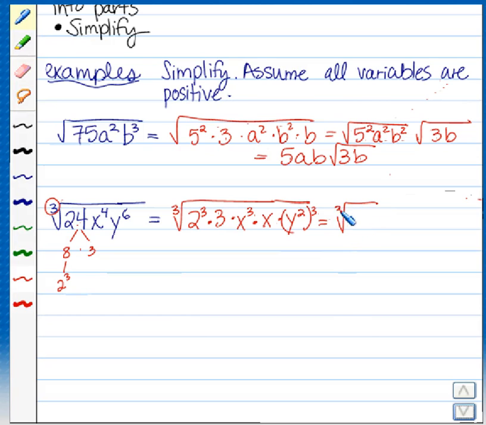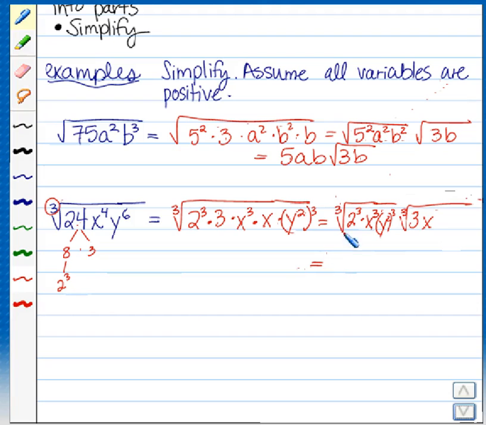So I've got cubed root, and we want to put everything that is a perfect cube here and everything that isn't here. So 2 cubed goes here, 3 goes here, times x cubed goes in this first one, and x goes here, and then y squared quantity cubed goes in the first one.